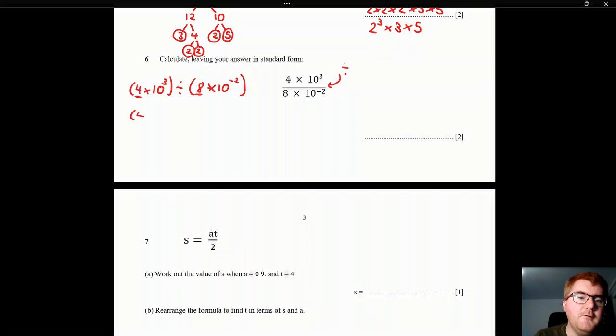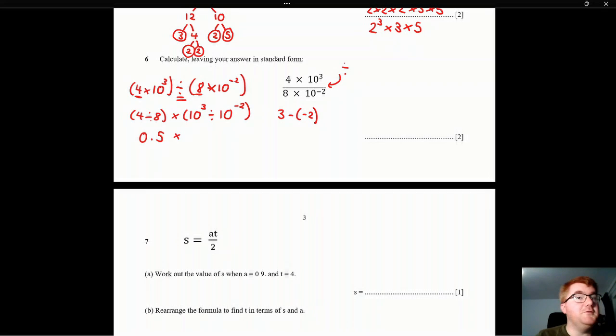So we do 4 divided by 8. We're dividing because of this big divide in the center. And then we want to divide the powers of 10. So 10 to the power of 3 divided by 10 to the power of minus 2. So 4 divided by 8, that's equal to 0.5. And if we do this part, be very, very careful here. So 10 to the power of 3 divided by minus 2. So we're doing essentially 3 minus minus 2.